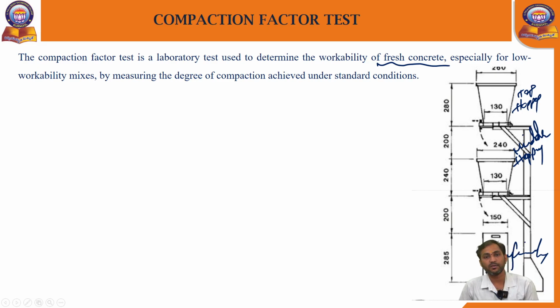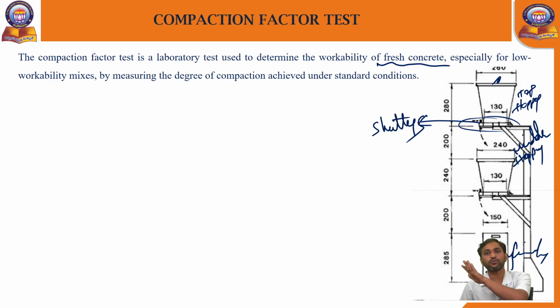When we have prepared the fresh concrete, it is collected in a tray and slowly poured into the first hopper. When pouring into the first hopper, we have to take one precaution. Here one small shutter is present. First all the shutters are closed, and some oil or grease has to be applied neatly inside the hoppers.